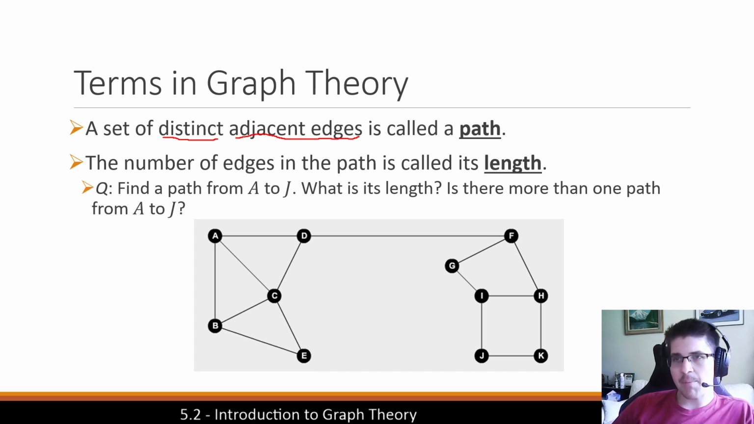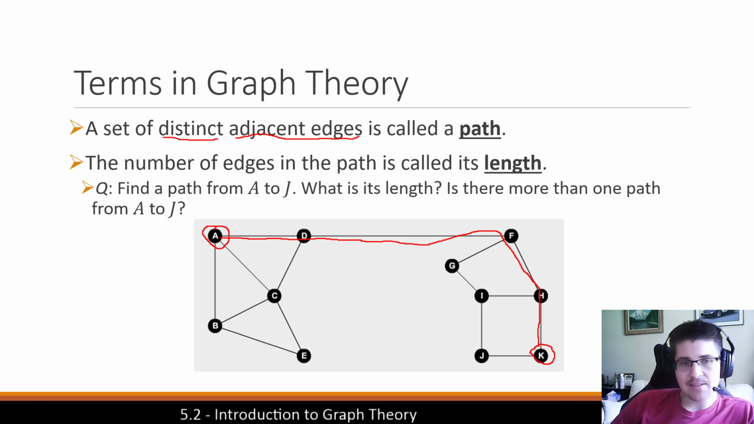Or if you think about what a path means, say for example, I was trying to get from A to K. You can figure out that I'm trying to get from one point to another point. Like for example, I could go A to D, D to F, F to H, and H to K, which would be a path solution.